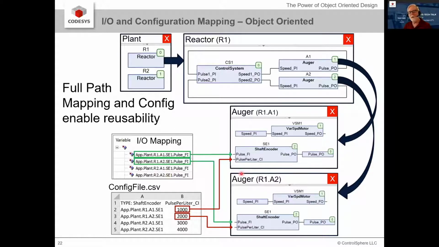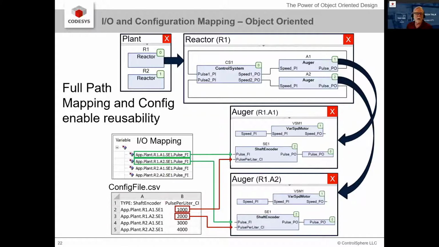Unfortunately, CODESYS doesn't give us the same kind of feature for configuration. I wish they did, but they don't. So I've had to create my own, which is available. Basically, this is a CSV file. What happens is, after you get your plant design done, you say, write me a CSV file. It creates you this CSV file.